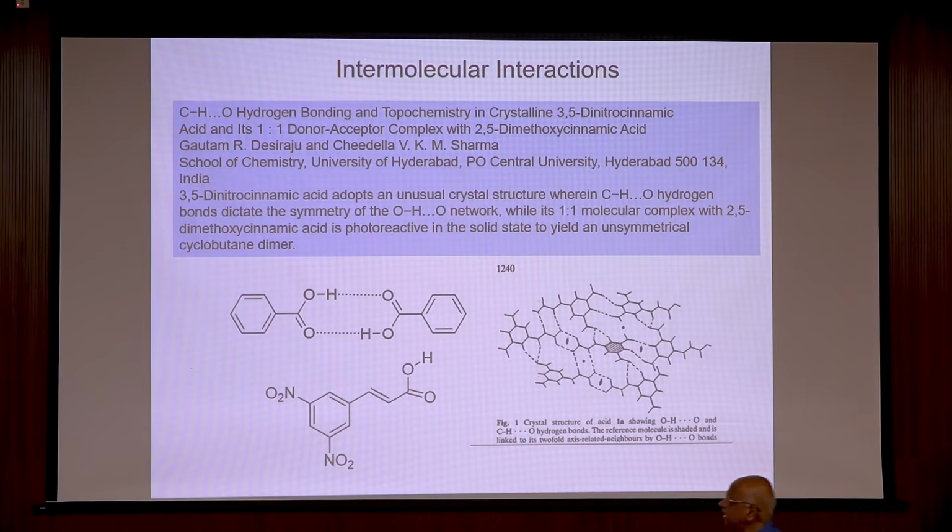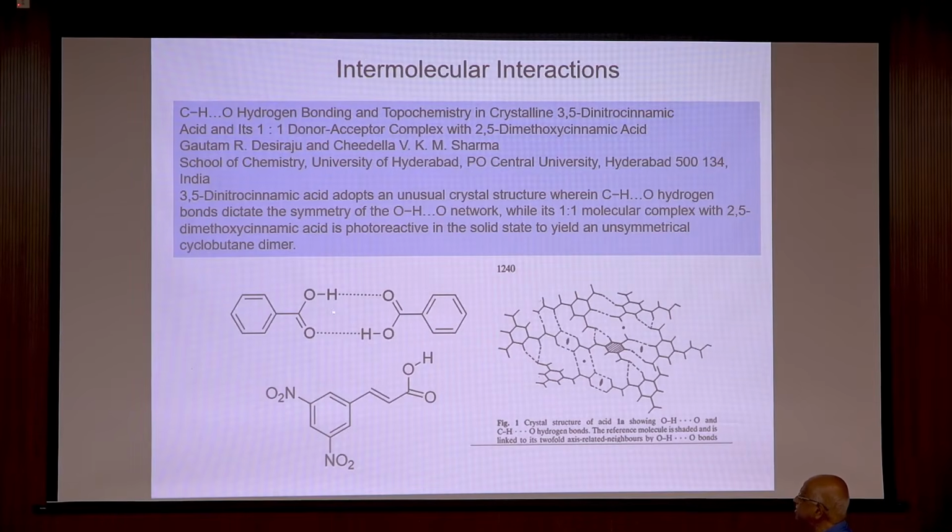So, see, look at this. According to people like Kitagorodsky, when you take a carboxylic acid, this is benzoic acid. This is very well known. Benzoic acid dimer, hydrogen bond, the strong hydrogen bond everybody knows. Now, according to Kitagorodsky, this thing should be a center of inversion, symmetry center in the crystal. And then we had a look at this particular creature, 3,5-dinitro-cinnamic acid.